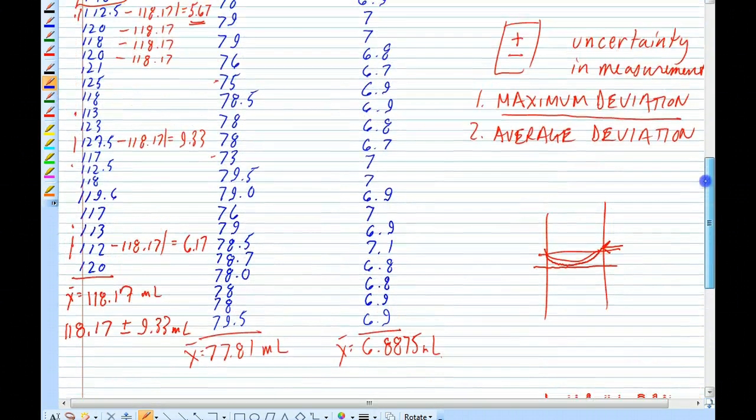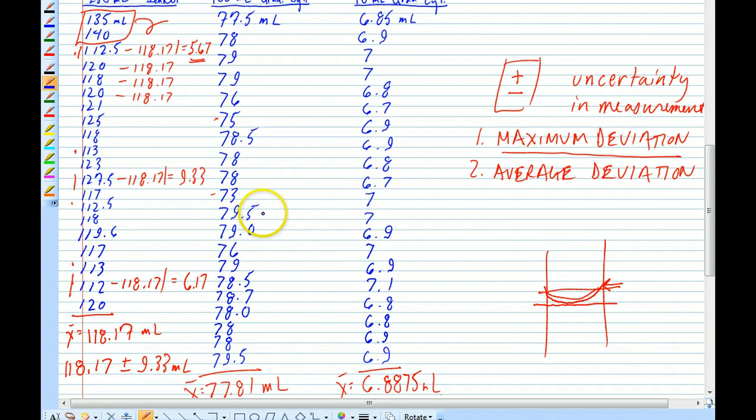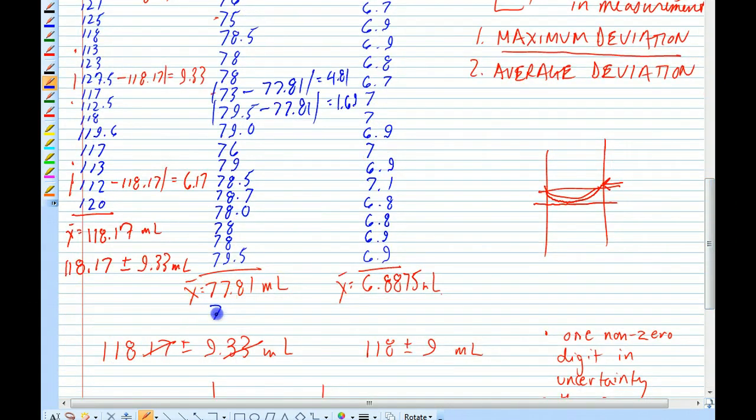Now let's look quickly at this next one here. What do we got for plus or minus on this? Where's our high value? 79.5? And 73 is the low? So what's our deviation here, our maximum deviation? This one's 1.69. I think this one's 4.81. Okay, so this one's going to be 78 plus or minus 5 milliliters.